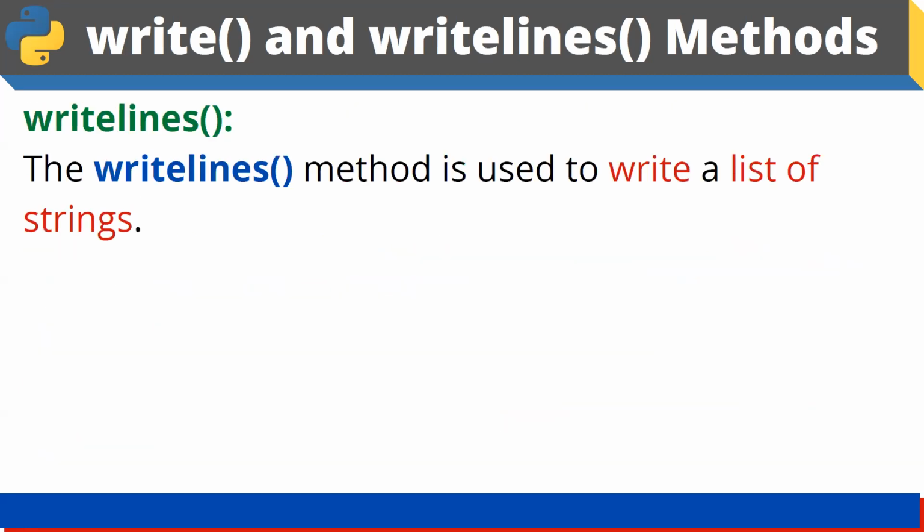Next, the second method is the writelines method. The writelines method is used to write a list of strings. Normally, whenever we use the write function, only one string will be added. But whenever we use writelines, we can write multiple lines directly. That means we can write a list of strings.